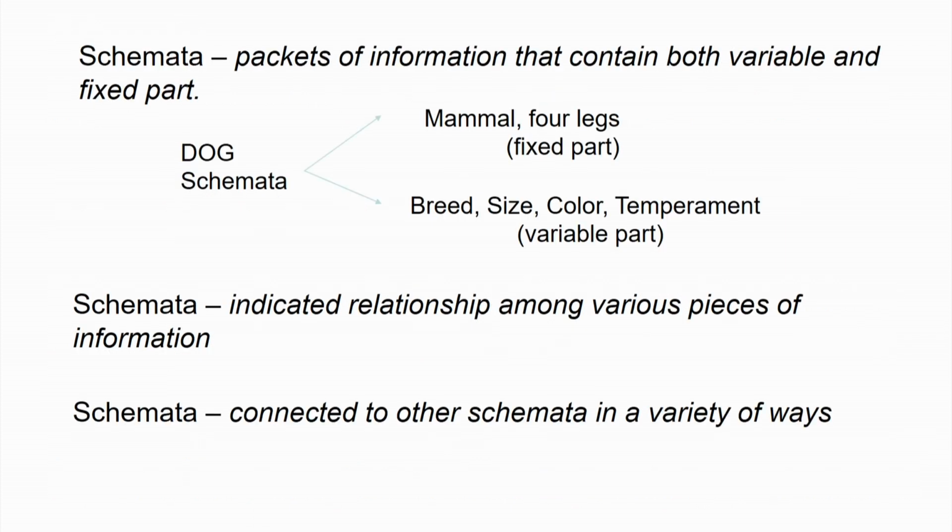Schemas are packets of information that contain both a variable and a fixed part. For example, if you look at the schema of a dog, the fixed part of this information is that it is a mammal and has 4 legs, because the fixed part is shared across all instances of the schema. Any dog you look at will be a mammal and will have 4 legs. But most schemas also have a variable part, where the features change across instances or variations of the schema.